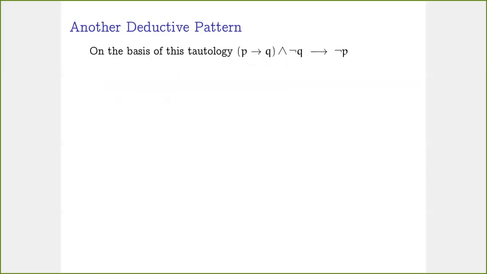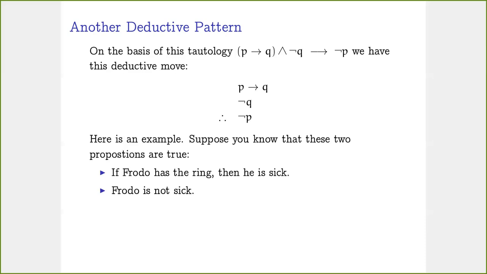Okay, here's another pattern. It's called the deny conclusion pattern. It's again an overall implication, and the condition has two parts: P implies Q and not Q. You've denied the conclusion of that first implication. Okay, so here's how it's written as a deductive move. P implies Q is premise 1, not Q is premise 2, and the conclusion is not P.